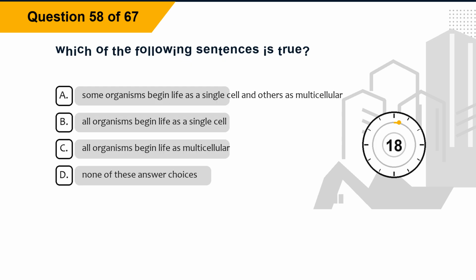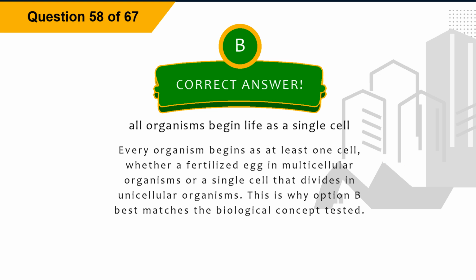Question 58. Which of the following sentences is true? Option A, some organisms begin life as a single cell and others as multicellular. Option B, all organisms begin life as a single cell. Option C, all organisms begin life as multicellular. Option D, none of these answer choices. The correct answer is option B, all organisms begin life as a single cell.